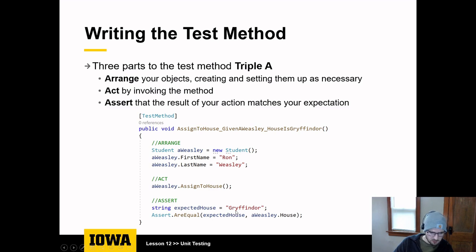So I've split this variable out that holds our expectations. Our expectation is Gryffindor, and we assert that the expected house matches the house that is assigned to our A. Weasley object. Okay, so that's the formula there. That's the pattern we follow when writing unit tests.